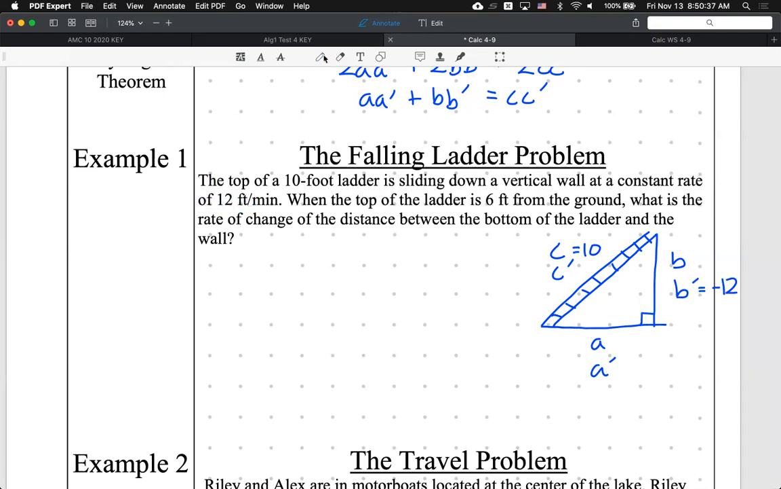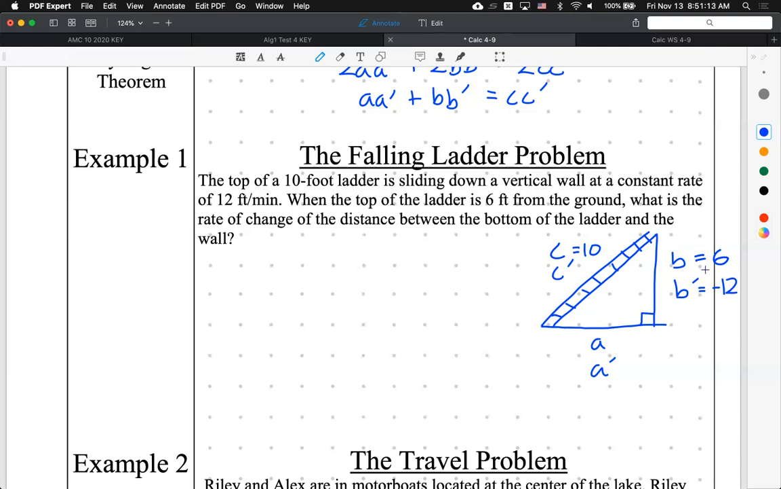What does that number 6 mean? Be careful here. The top of the ladder, that means the top here, that is B. B is equal to 6. And we have other information that is not really there. It gave us one more thing that we're not thinking of, either C prime, A, or A prime.